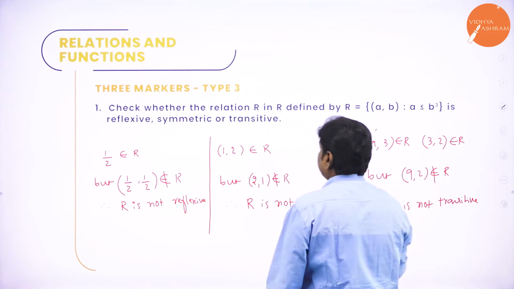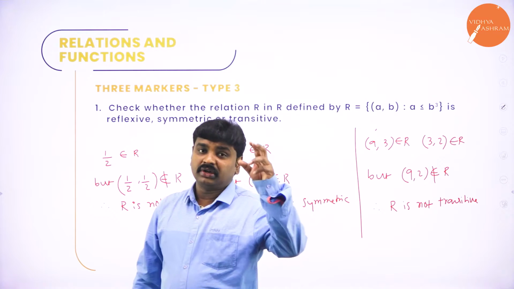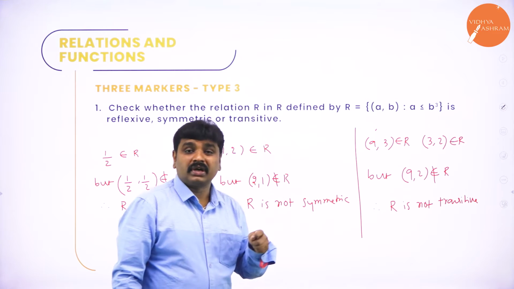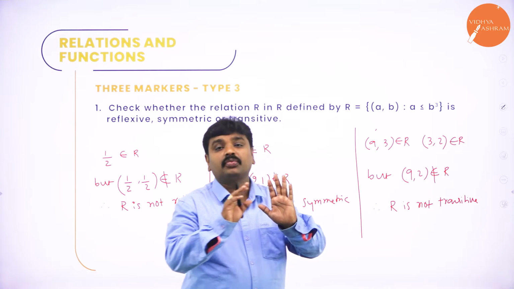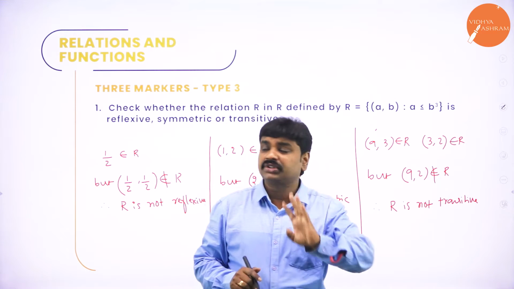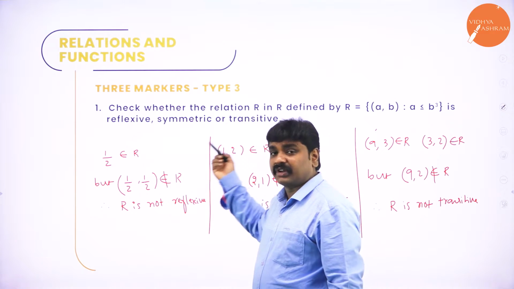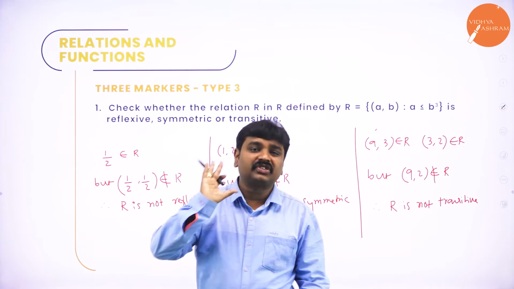So I've completed. And I told all these things can be proved. If you conclude with one example, it's more than sufficient. It's a 3-marker question. For symmetric, reflexive, transitive, giving one example is enough.